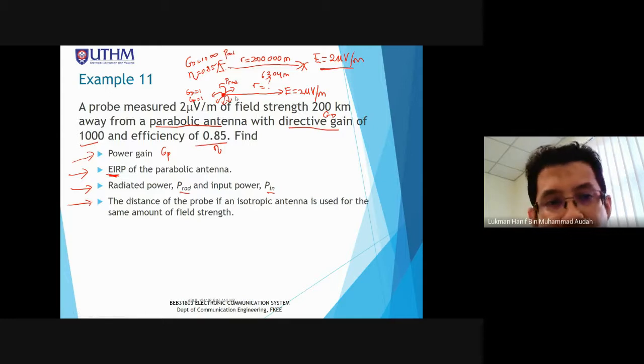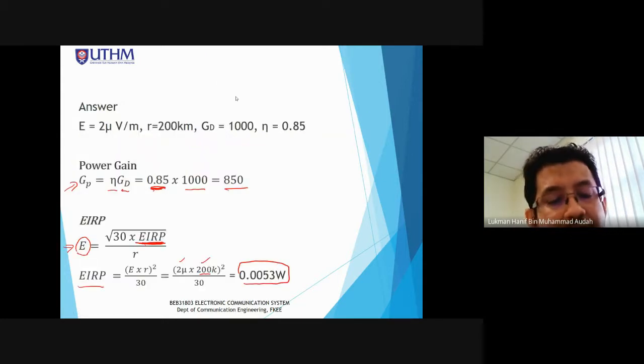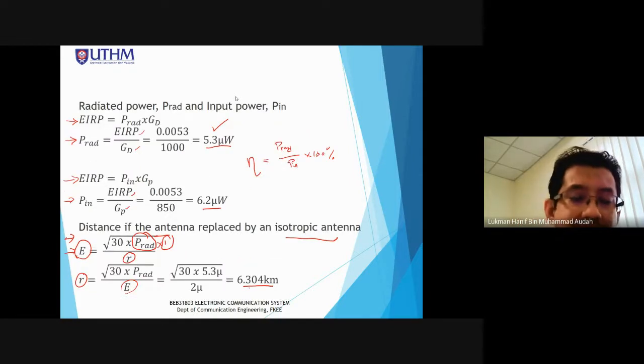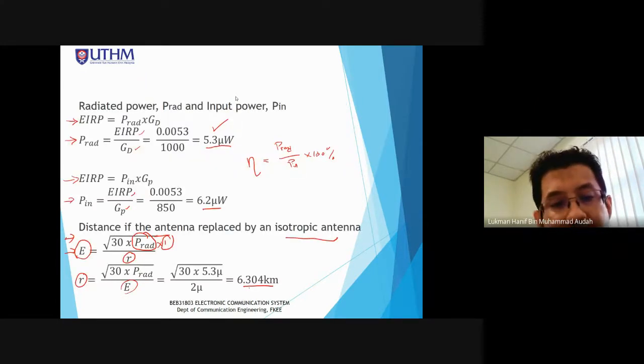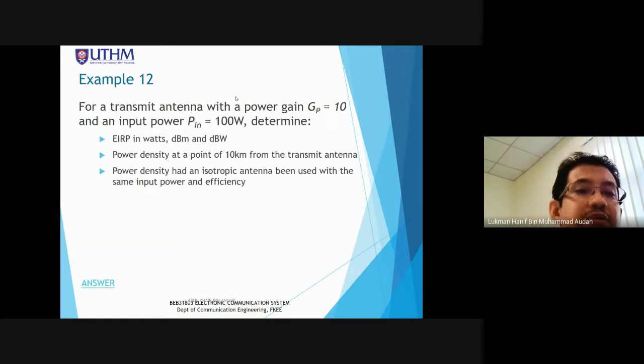Okay, so if you don't have questions, we can look into the next example. If there are no questions, we can look at the next example. Okay, if there are questions you can ask. If not, I will continue. Okay, if you don't have questions, I will move to the next example, which is example 12.